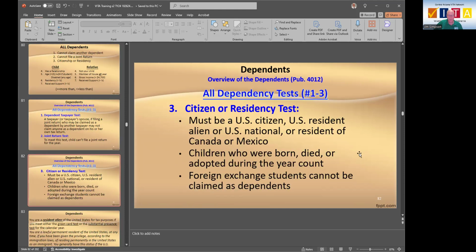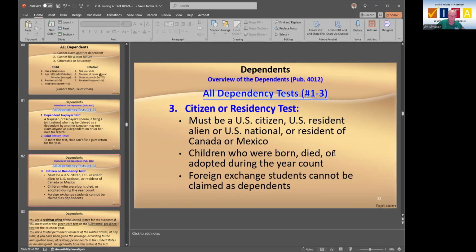The citizen or residency test, okay? They must be a U.S. citizen, or, careful, read this carefully, a U.S. resident alien, that means they have a green card, or a U.S. national or resident of Canada or Mexico. And we see this a lot. We have taxpayers here who are resident aliens, meaning they have a green card, or they're U.S. citizens, but they're supporting their parents or kids in Mexico, okay? So they might be able to claim them as a dependent, right? So that's one of the tests, okay?